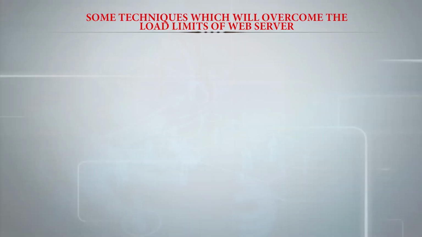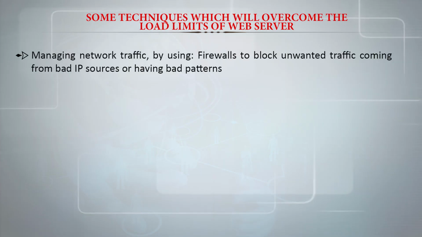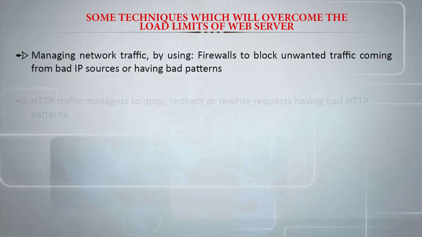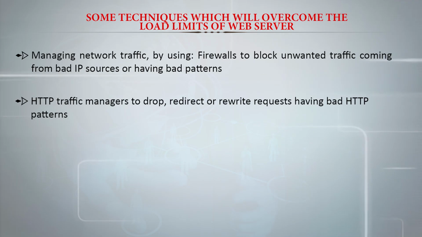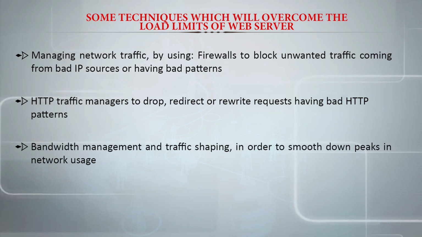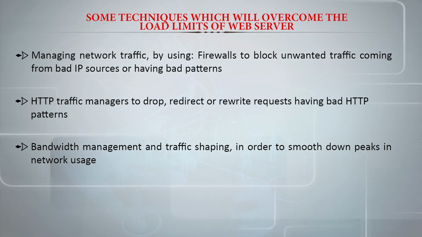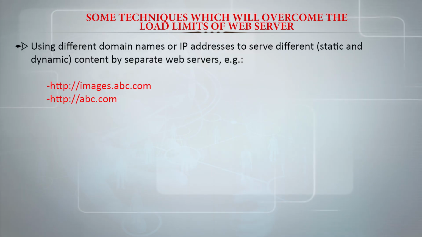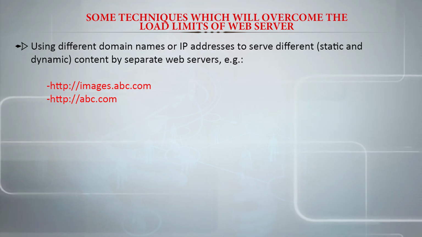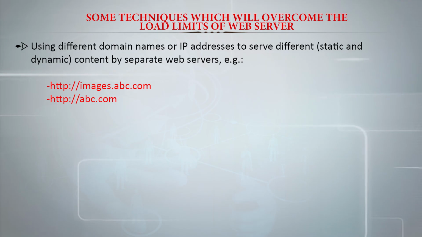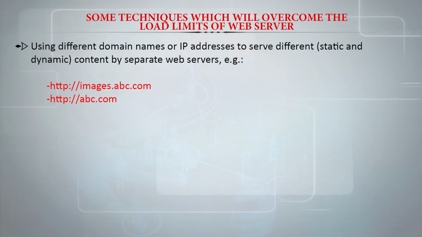Now let us have a look at some techniques which will overcome the load limits of a web server. One is managing network traffic by using firewalls to block unwanted traffic coming from bad IP sources or having bad patterns. HTTP traffic managers can drop, redirect or rewrite requests having bad HTTP patterns. Bandwidth management and traffic shaping smooth down peaks in network usage. Another is deploying web cache techniques, using different domain names or IP addresses to serve different content, both static and dynamic, by separate web servers. For example, images can be served separately, and from the same website, apart from images, the text content can be served.